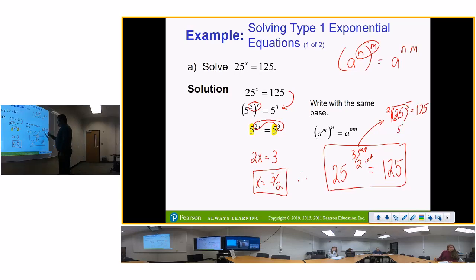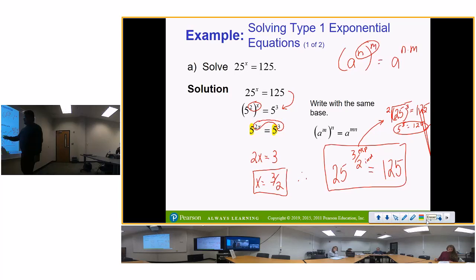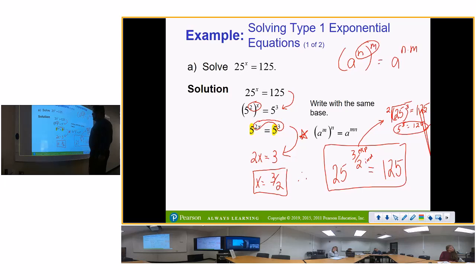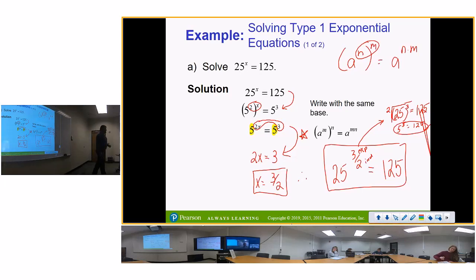And what's 5 to the 3rd power? 125. So it's right. Woohoo! So that's how you need to remember that. And the reason you need to remember this, from here to here, that's the star. That's what you need to remember. When the bases are the same, you can set the exponents equal to each other.